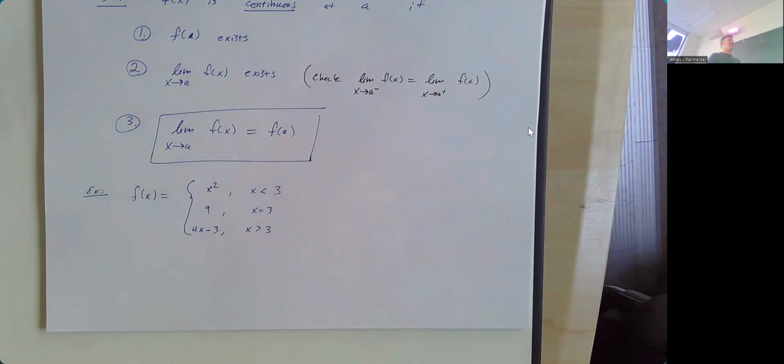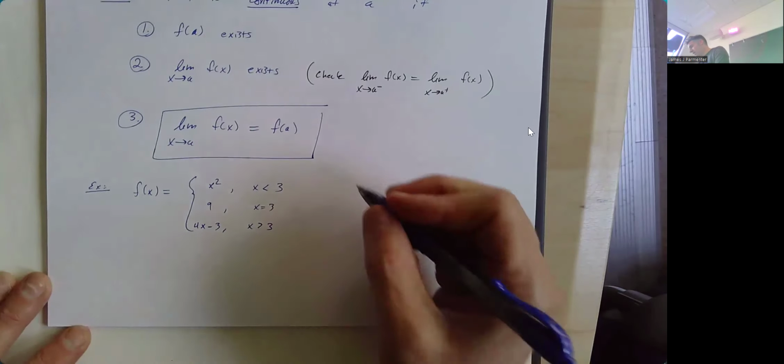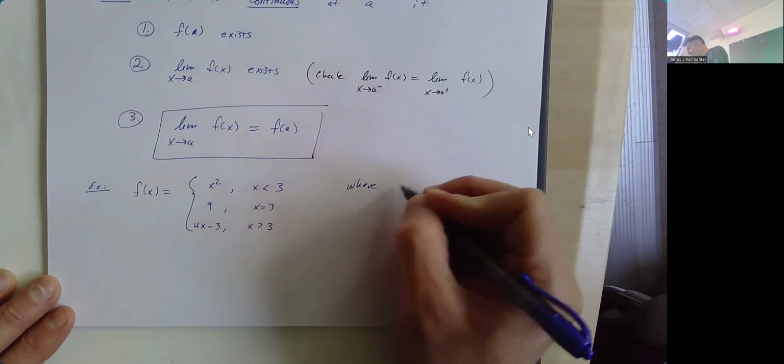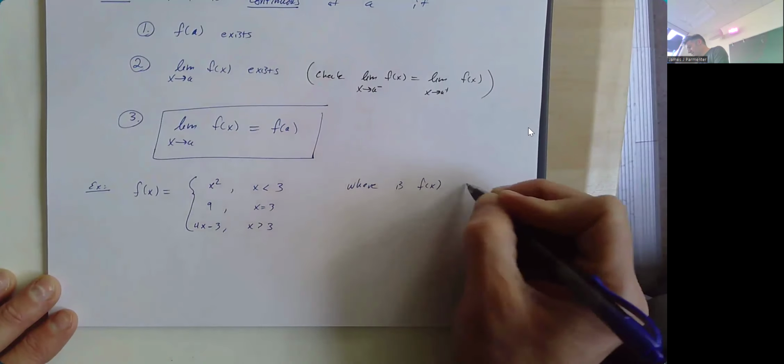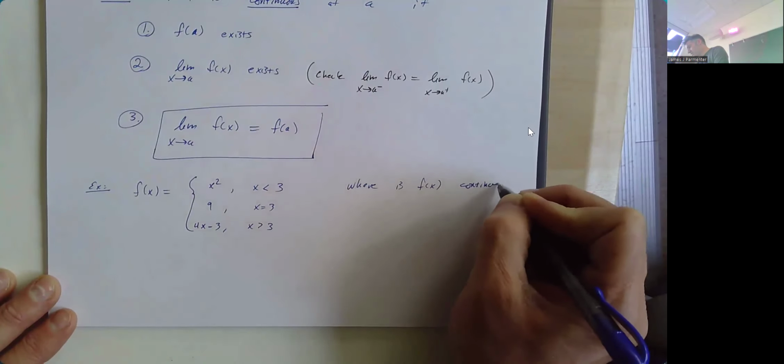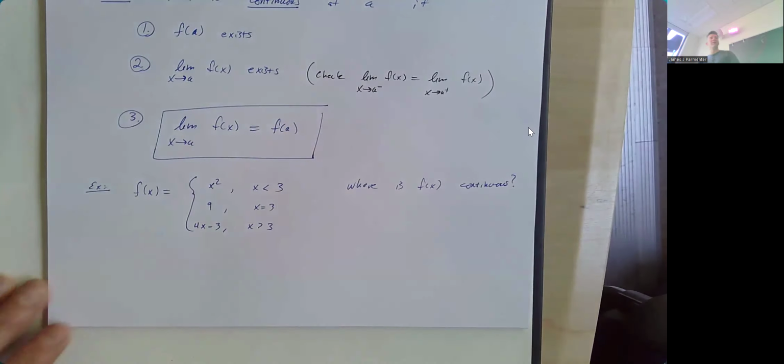And someone might ask this question in the most annoying way possible, which is, where is this function continuous? Which I always find to be a little annoying, but it's often how it's phrased. So where is f of x continuous? Which is really the question, tell me where it isn't. Or find where it isn't, and then tell me the rest.